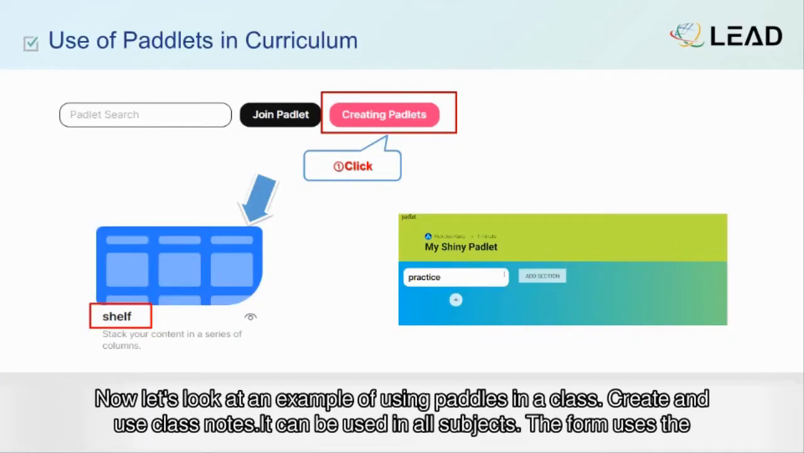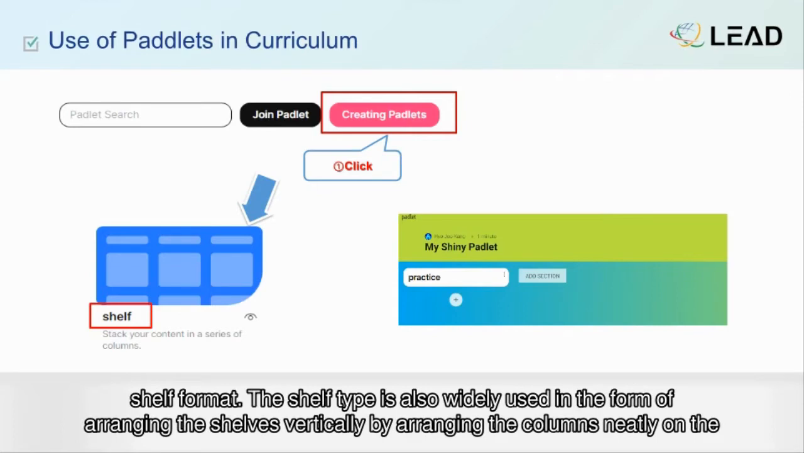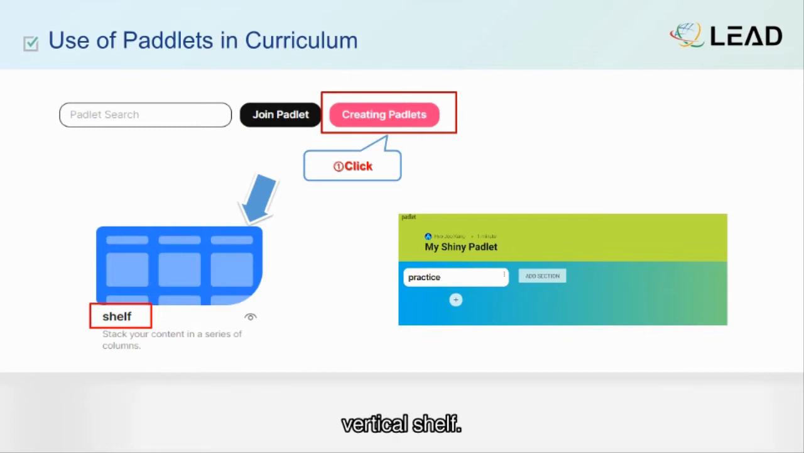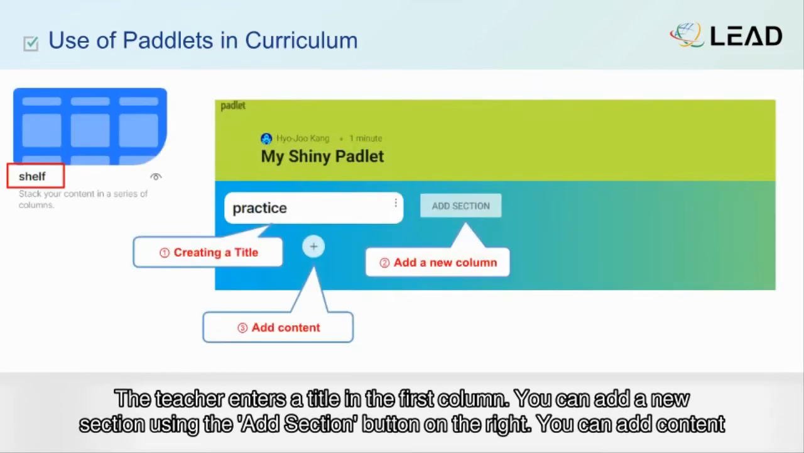Now let's look at an example of using Padlet in a class. Create and use class notes. It can be used in all subjects. The format uses the shelf type. The shelf type is also widely used, arranging the columns neatly on a vertical shelf. The teacher enters a title in the first column.